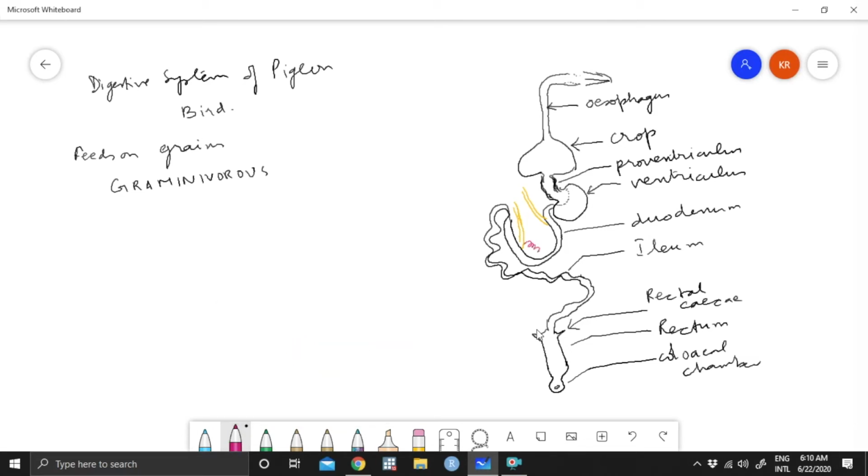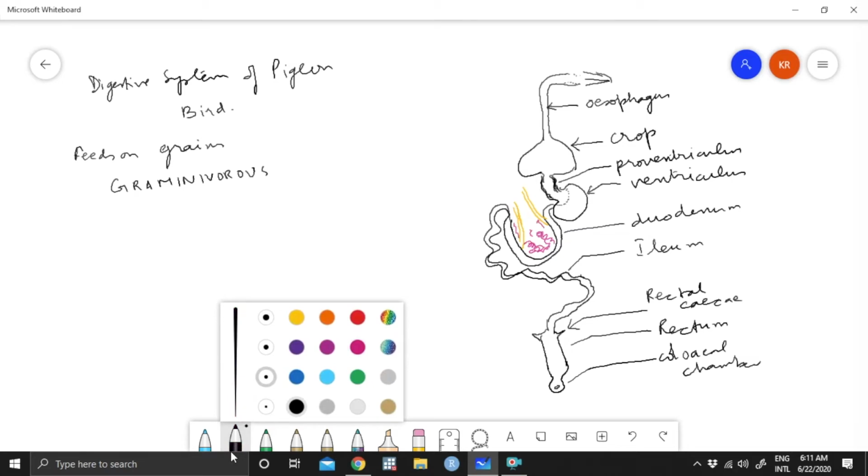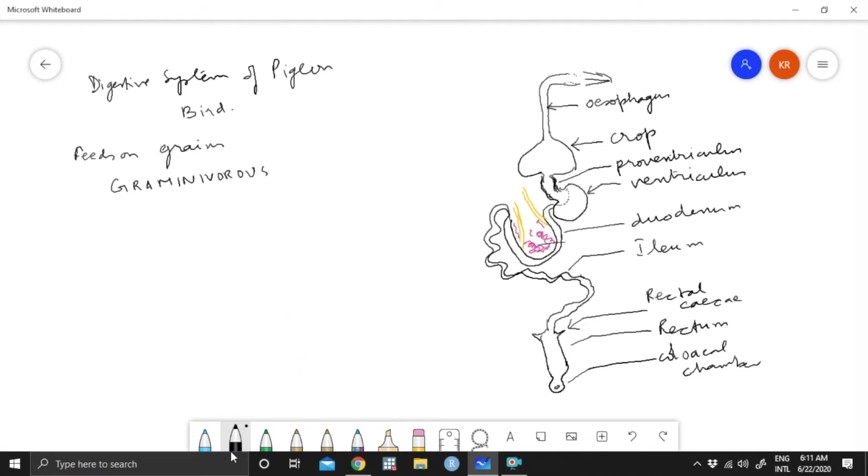And here there are many glands everywhere around here. Which glands are these? So always in the duodenum, just after the stomach, these are pancreatic glands, or just we will write this as pancreas. These are two bile ducts. So these are the parts of the digestive system of pigeon. Okay.